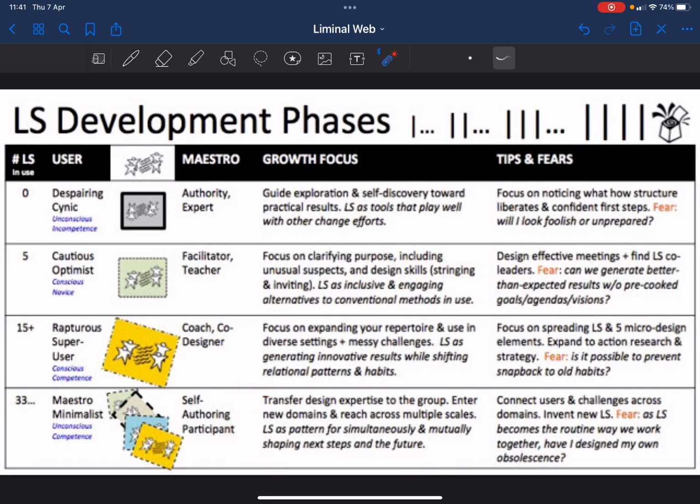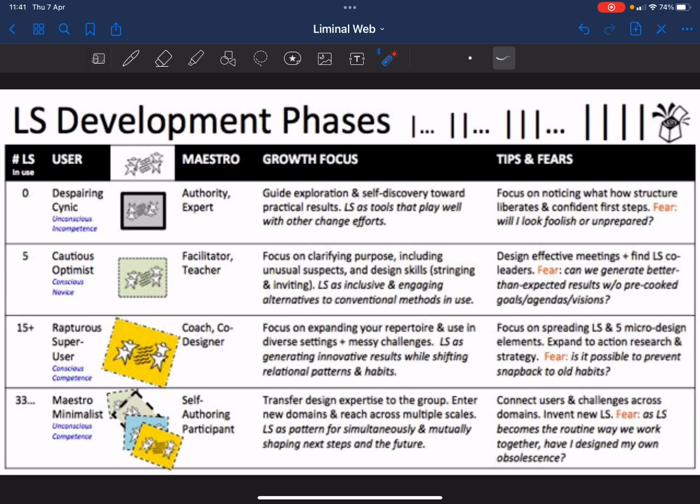And the fear that maestro minimalists will recognize is that, as Liberating Structures become more and more embedded in the context, have I designed my own obsolescence? I mean, what's my job now that I've taught everybody in this environment how to make use of these tools? What do they need me for? And that's a salient question. I'm still exploring the answer to it myself.